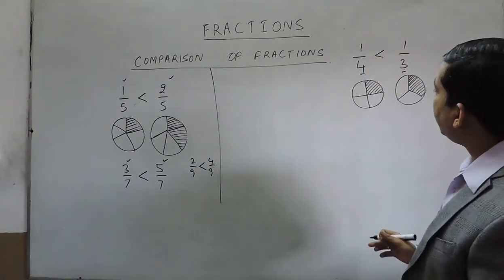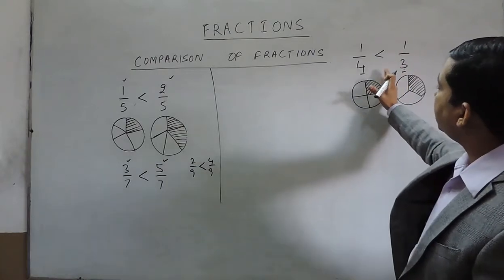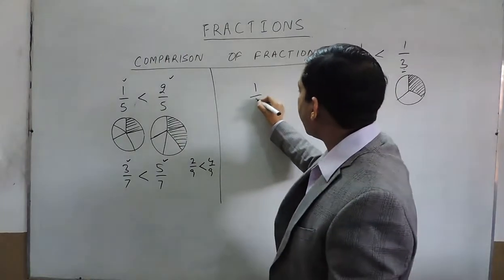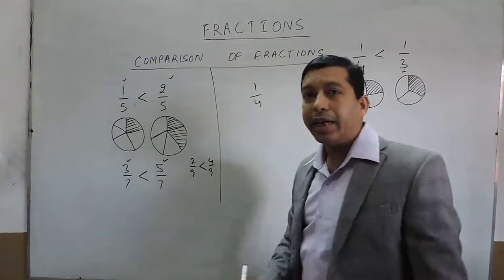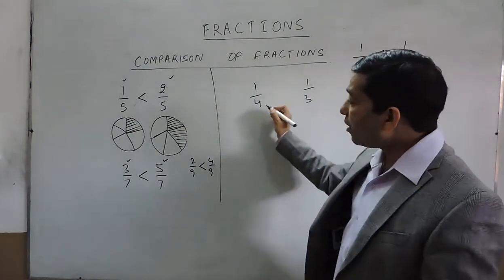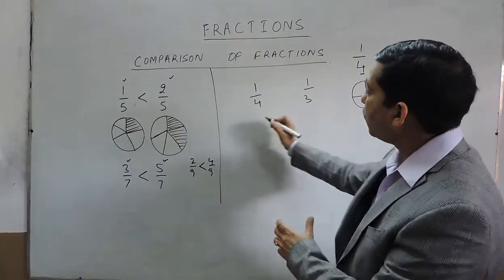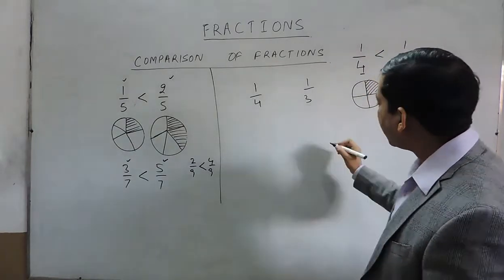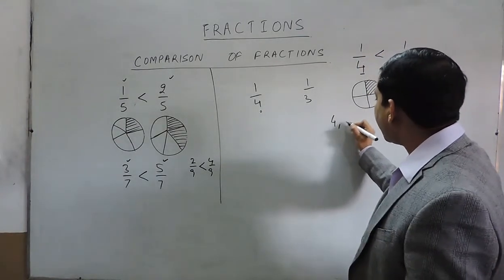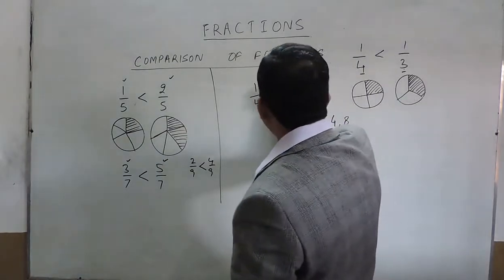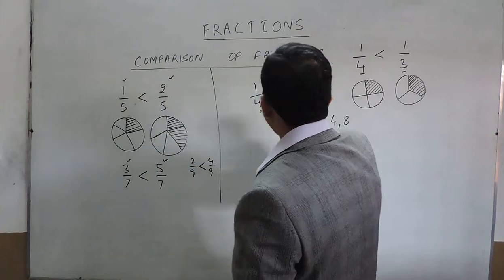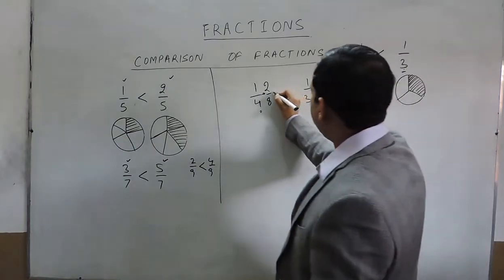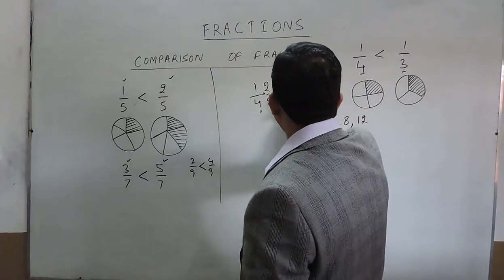When we talk about it mathematically, we first have to convert these unlike fractions into like fractions. Now, how do we convert unlike fractions like 1 upon 4 and 1 upon 3 into like fractions? If the denominator is the same, then the two fractions are known as like fractions. So here we have to equate the denominators. Equating the denominator means 1 upon 4 can be written as 2 upon 8, and if we multiply the numerator and denominator by 3, it becomes 3 upon 12.